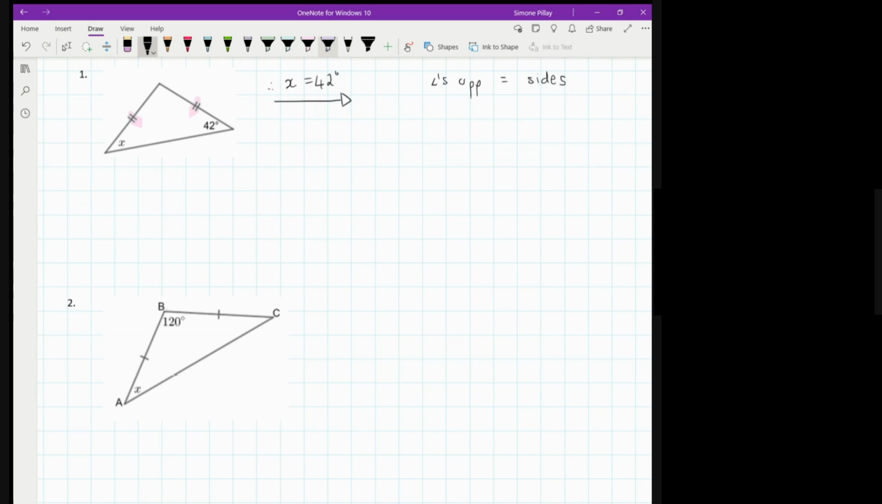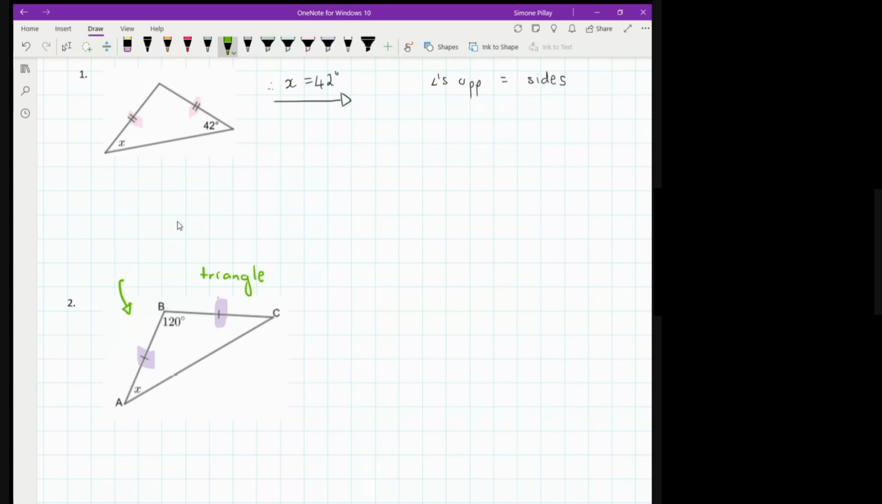Again, I have a triangle. I have equal sides. The minute I see a triangle with equal sides, by the way, can you guys tell me what do we call a triangle with two equal sides? Anybody know? It's called a what triangle? Isosceles.